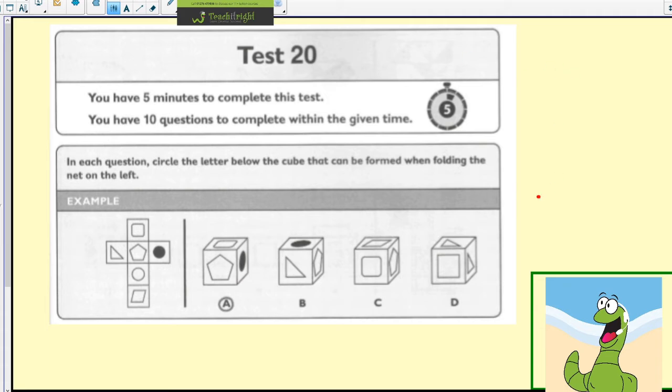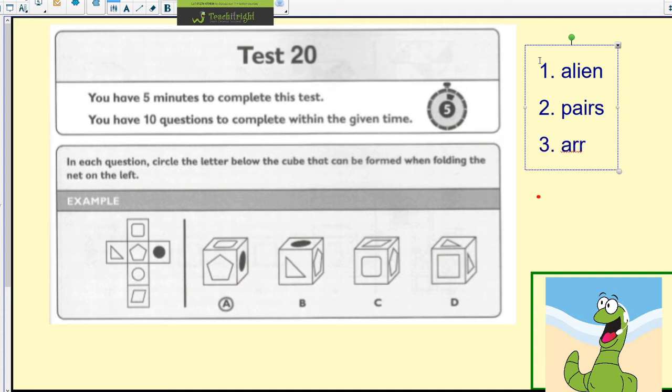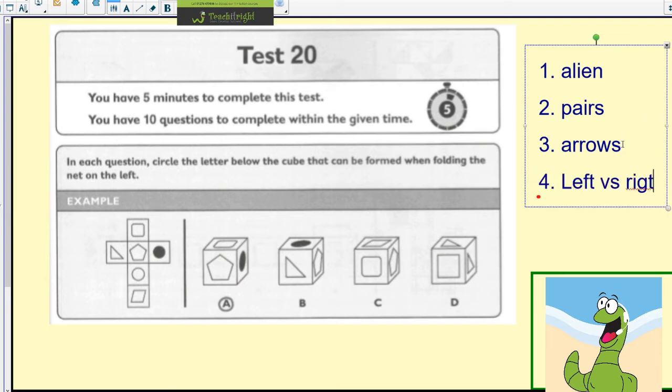Just as a reminder, and I think if you can't remember, this is certainly worth going back to the previous lesson. What are the 4 steps in terms of what we're looking for? Well, 1 is alien shapes. 2 is the pairs. 3 is the arrows or directions. So you need to consider what's pointing at what. And then finally, number 4 is left versus right.